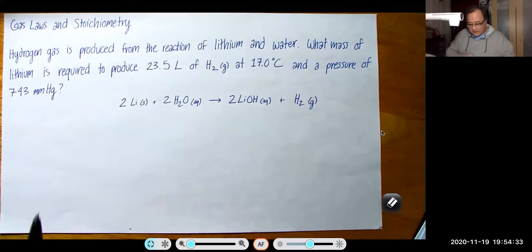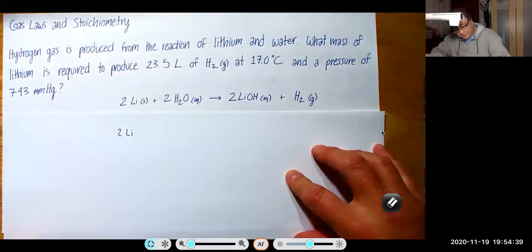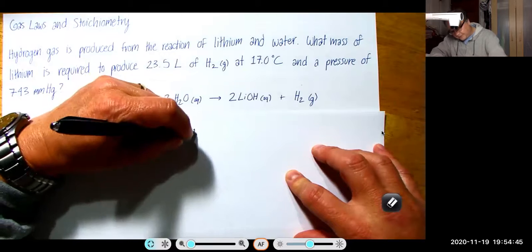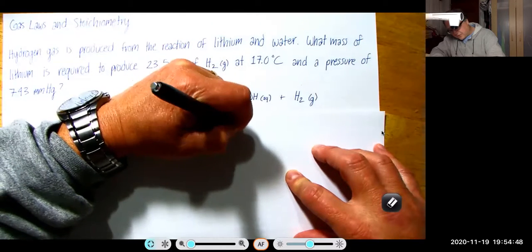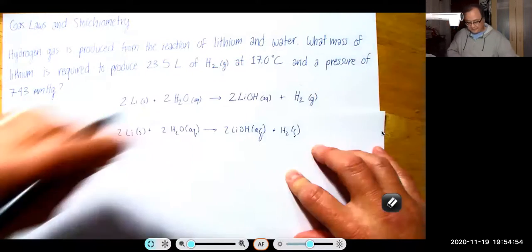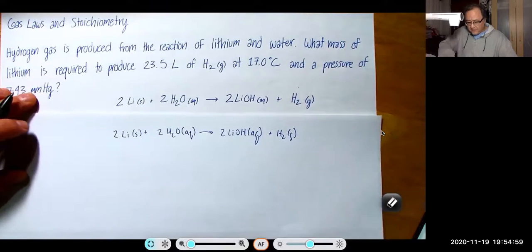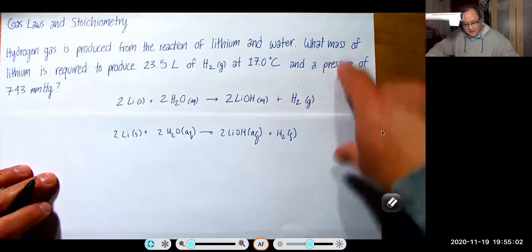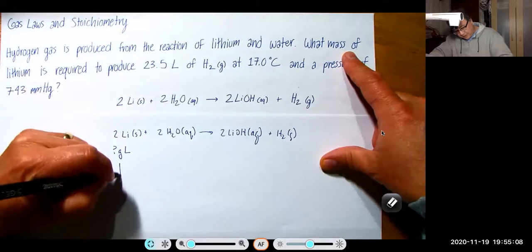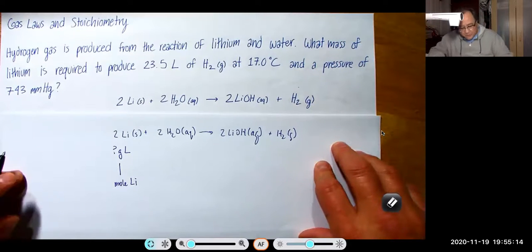So what I'm going to do here is write the equation out again. 2 lithium solid plus 2 H2O aqueous gives you 2 lithium hydroxide aqueous plus H2 gas. Okay, so that's what we're given as the balanced reaction. We're also given a number of things here. We want the mass of lithium, so I'm going to put right here grams of lithium, which means I probably am going to need moles of lithium somewhere along the line.